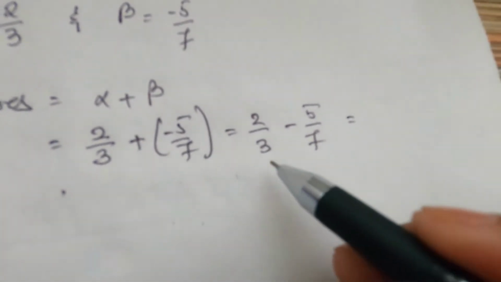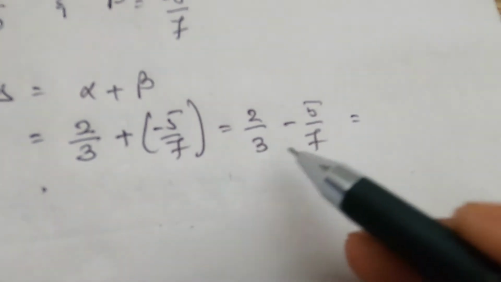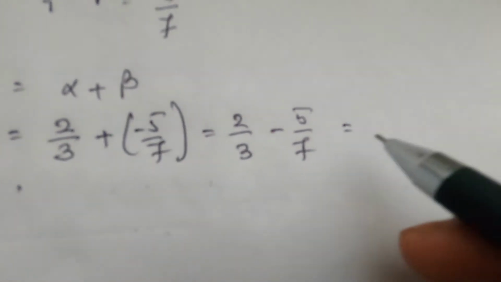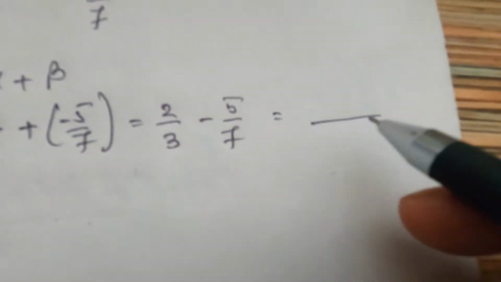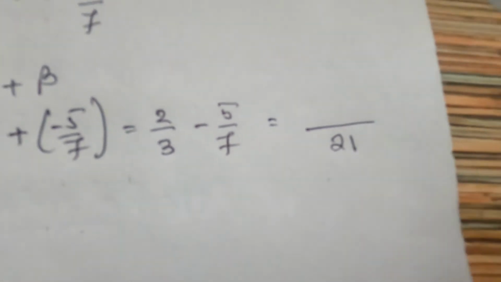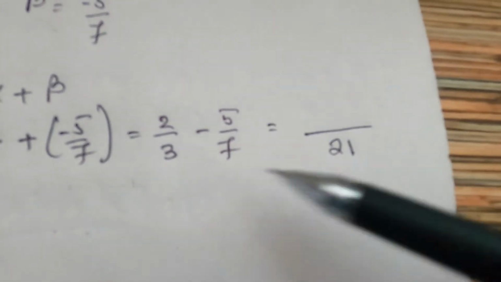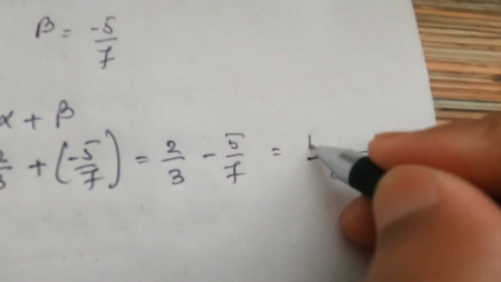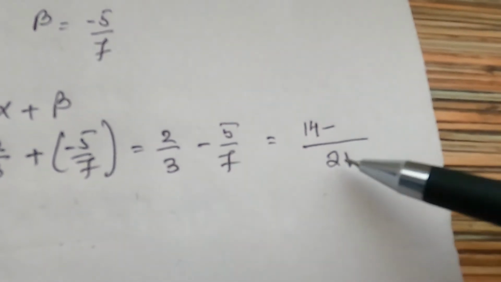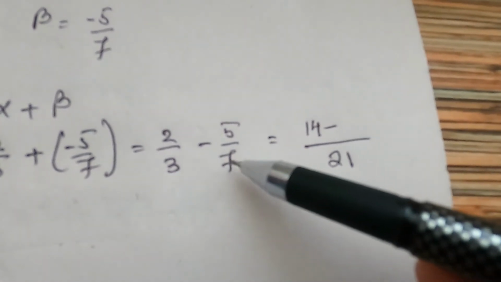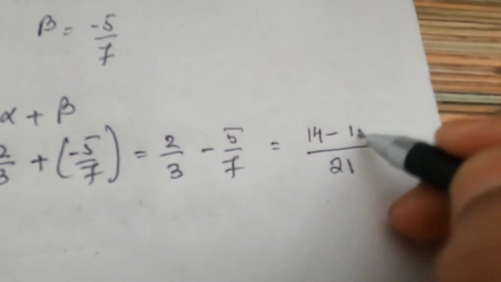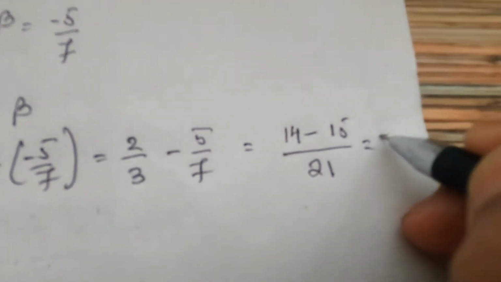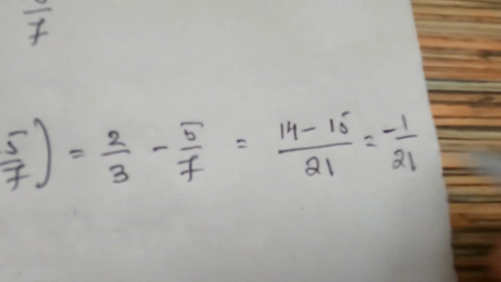Since the denominators are different, what do we have to do? We have to find the LCM. The LCM in this case will be 21. Next, 21 divided by 3 you'll get 7, and 7 into 2 will be 14, and 21 divided by 7 you'll get 3, and 3 into 5 will be 15. So in this case, the sum of zeros will be minus 1 by 21.